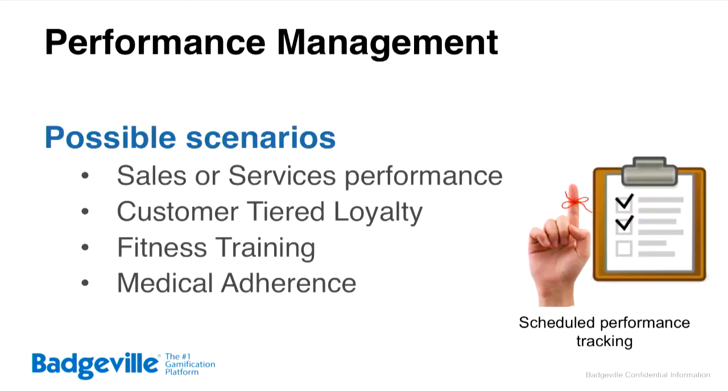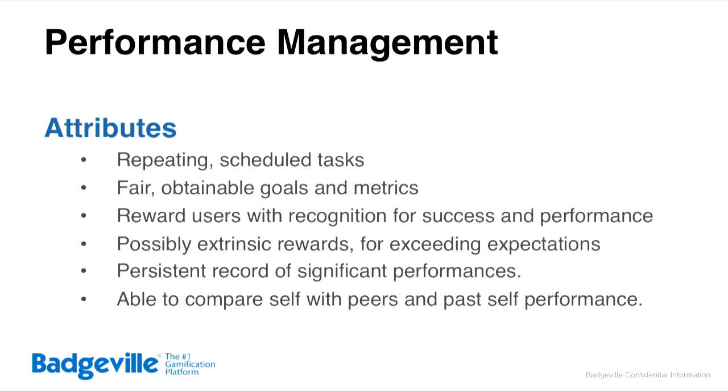Performance management. This one should be pretty straightforward. This is typically in the workplace, so like sales or service performance, customer tiered loyalty. So like if you look at like an airline miles program, people are earning miles that they can redeem, but they're also earning status. So if you fly a certain amount of miles a year, you get platinum status, which comes with certain benefits. That's an example of a tiered loyalty system. Fitness training is very often performance management. Same with medical adherence.